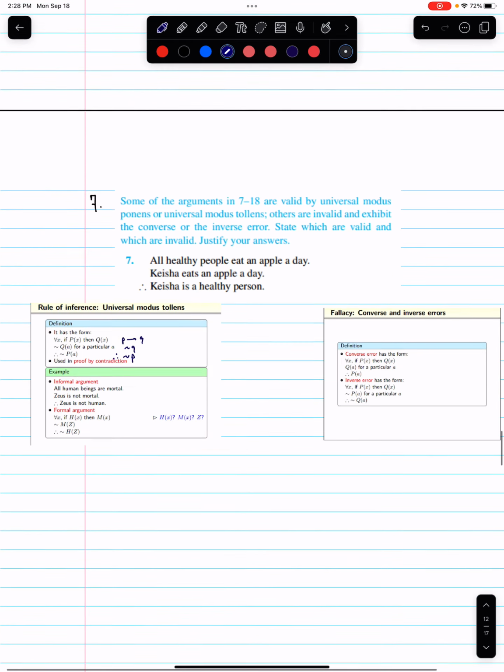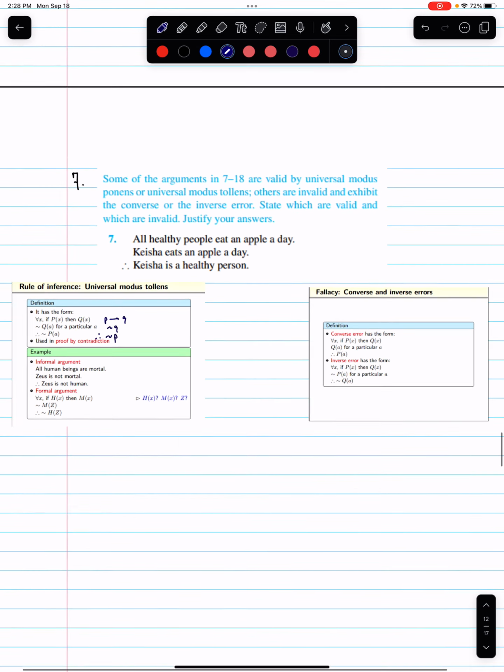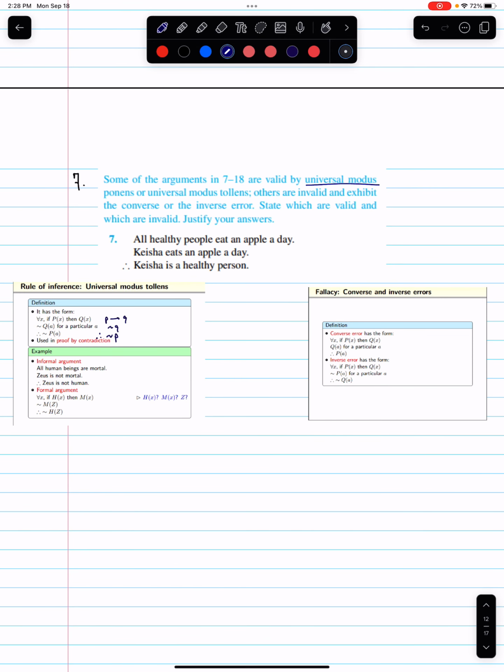On to the next. Okay. Some of the arguments are valid by modus ponens or modus tollens. Others are invalid and can exhibit the converse or inverse error. State which are valid or invalid, and justify your answers.